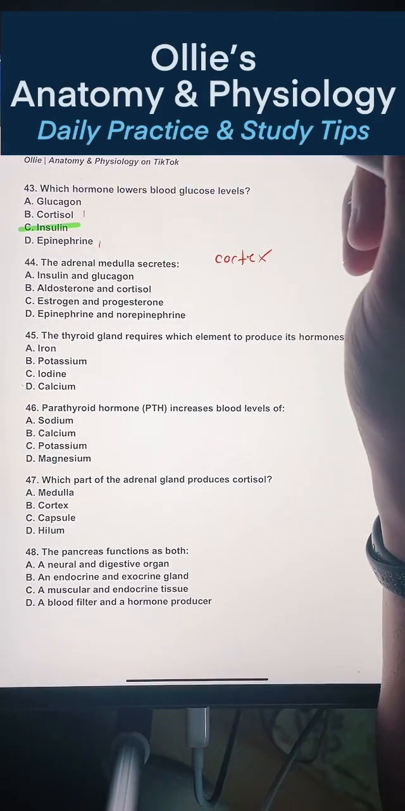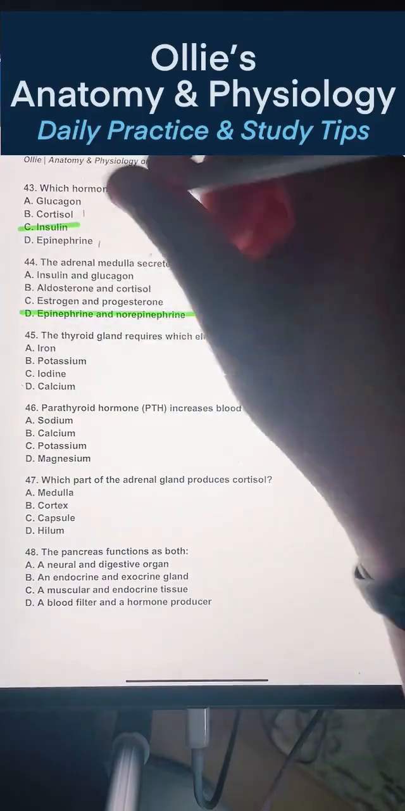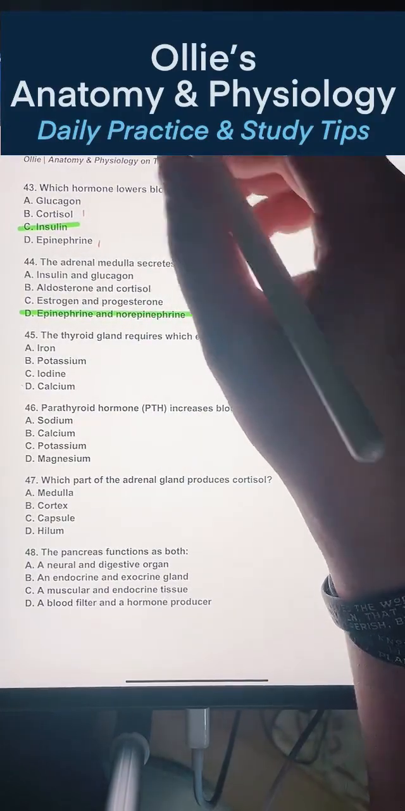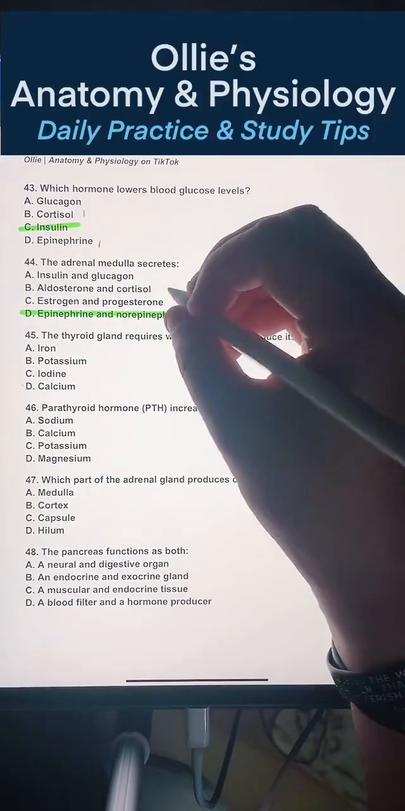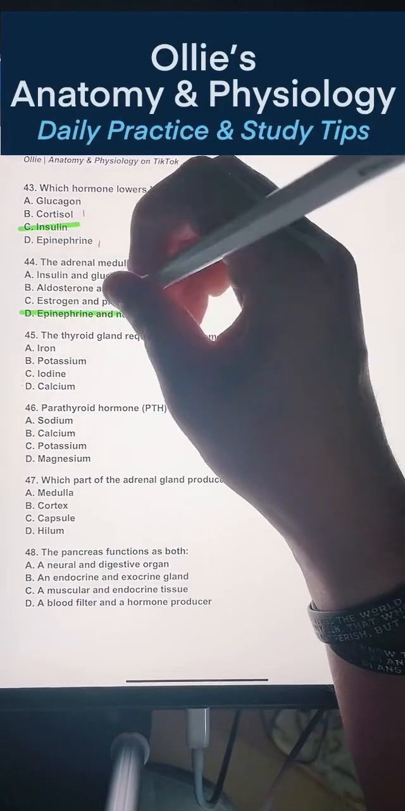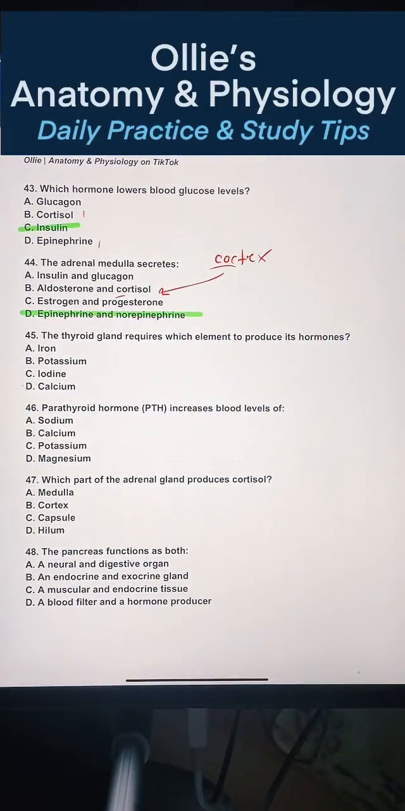Perfect. So epinephrine and norepinephrine get secreted by the medulla, and the cortex is going to secrete aldosterone and cortisol. The way that I really remember that one, cortex, cortisol has core in it as well.